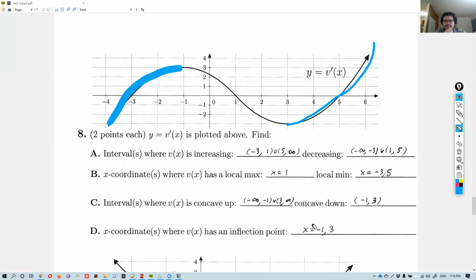And then, when does it have inflection points? Well, that's going to be when the derivative is equal to 0, which happens here and there. And so you just have to write down the x coordinates, so -1 and 3.